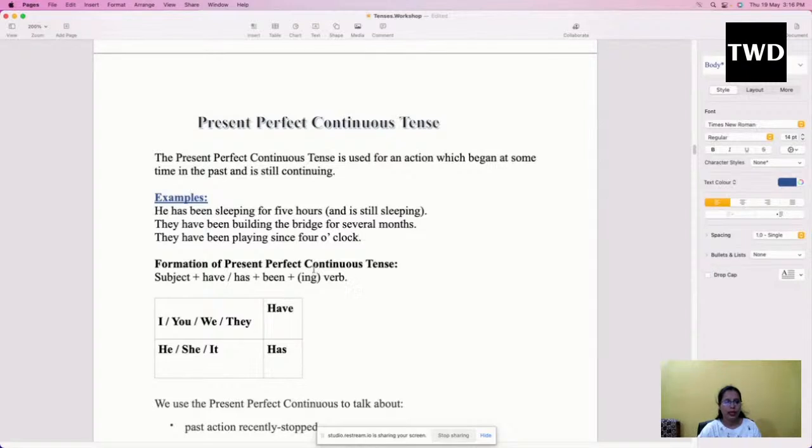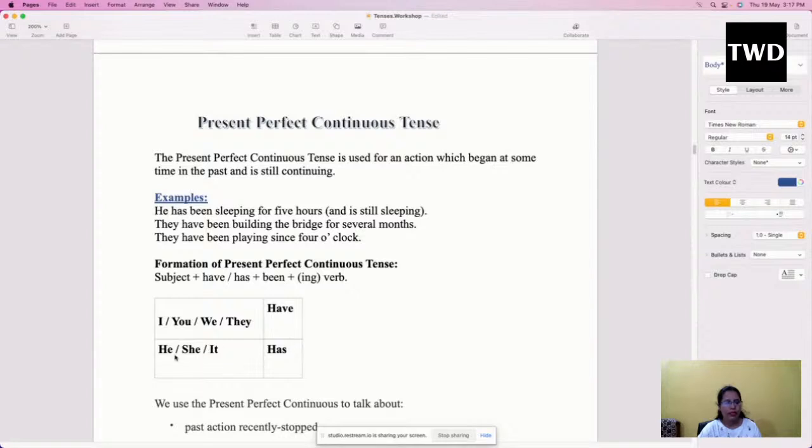So the moment we say continuous, that means we have to use ing. But under present perfect tense we are also going to use been. Now, when to use have and has? We will use have when we have subjects like I, you, we, they, or any kind of plural subject like my family, my friends, my colleagues. In those cases we will be using have.